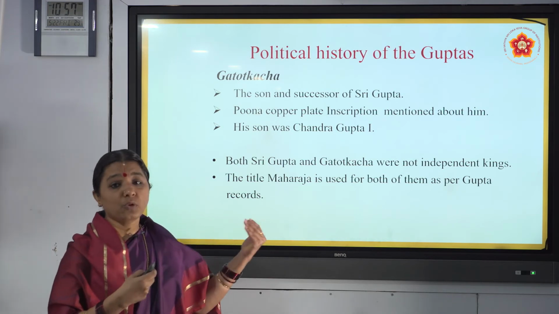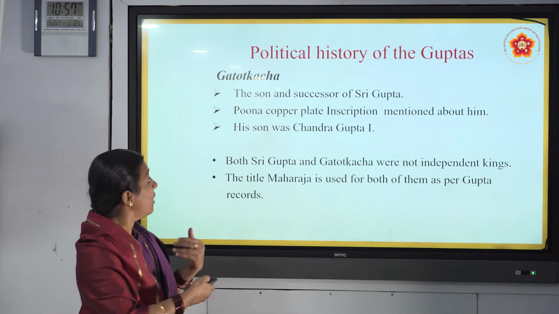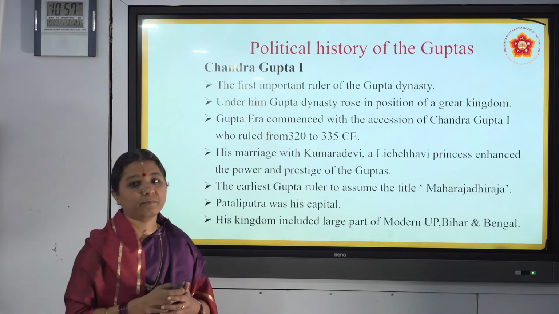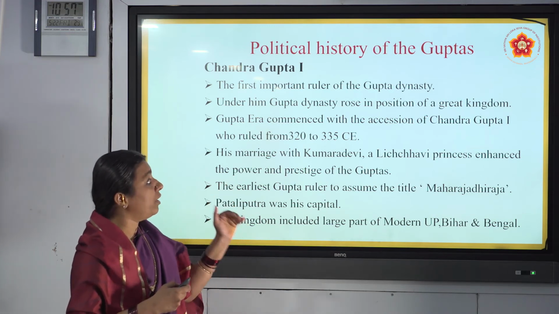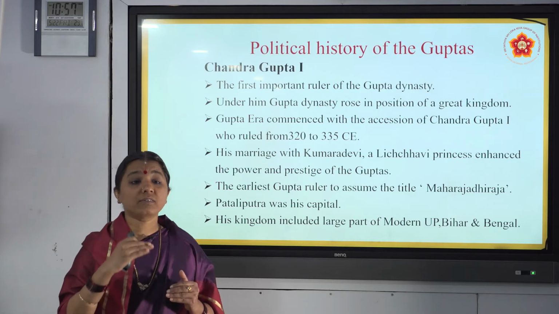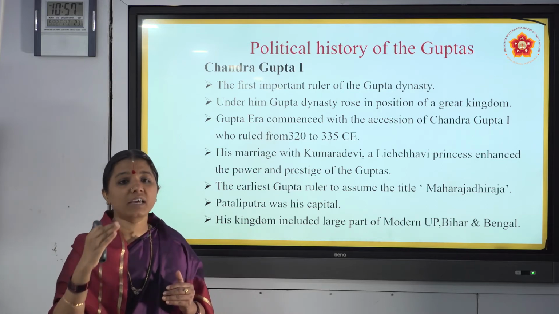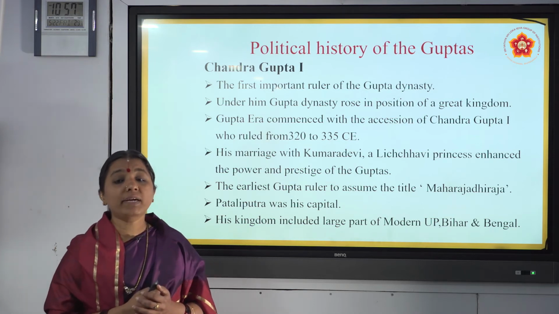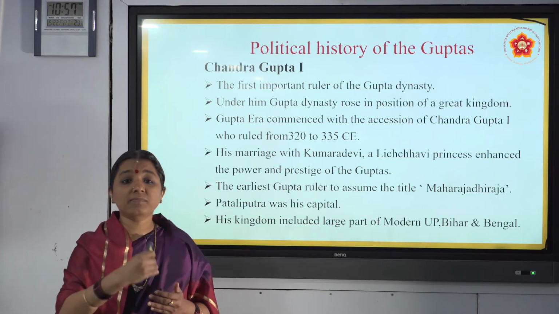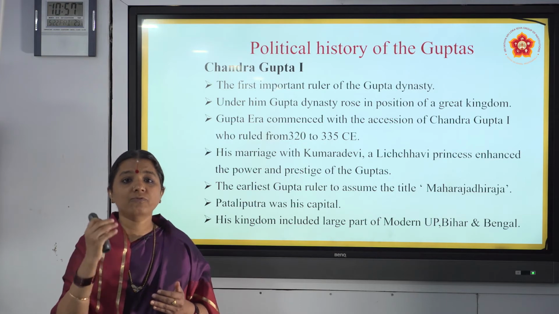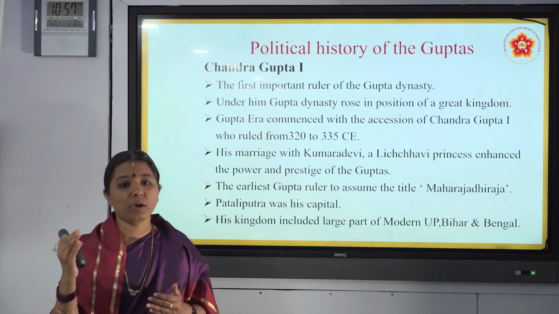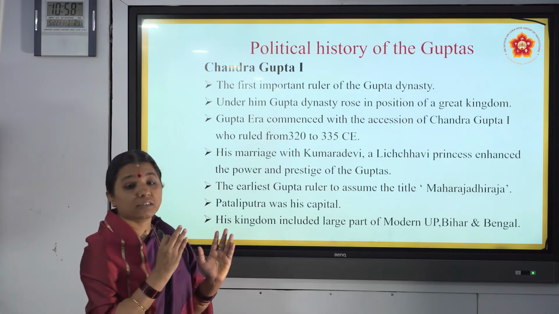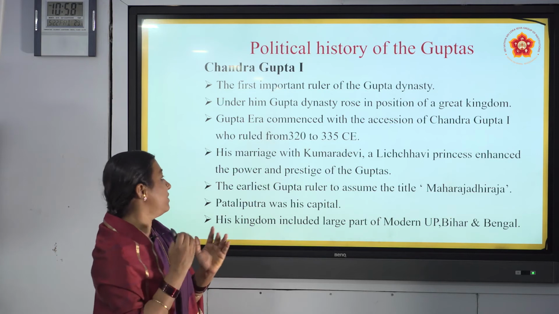So, the next ruler, Chandragupta I, is the first important ruler of the Gupta dynasty. Why? Because under him the Gupta dynasty rose to the position of a great kingdom. The Gupta era started from 320 CE. It commenced from the first day of the rule of Chandragupta I. He ruled for a period of 15 years, 320 CE to 335 CE.